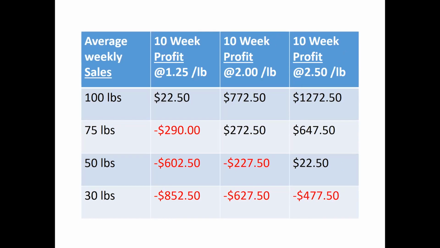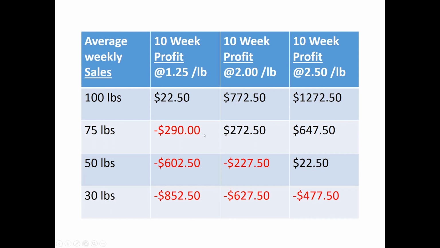So here's a comparison chart on each asking price we have gone over. Selling at the highest amount, 100 pounds of tomatoes a week, you would turn a profit at each asking price. For 10 weeks at $1.25, your profit would be $22.50. For 10 weeks at $2, that jumps up to $772.50. And moving your price up to $2.50, that is $1,272.50, and that would be your profit, taking out the rough costs and how much you would end up making.